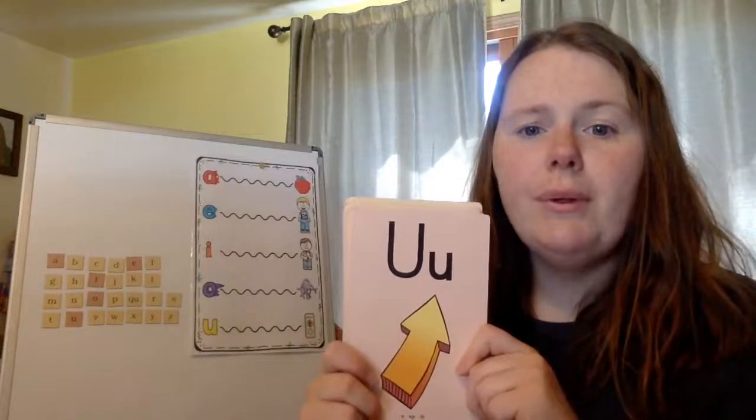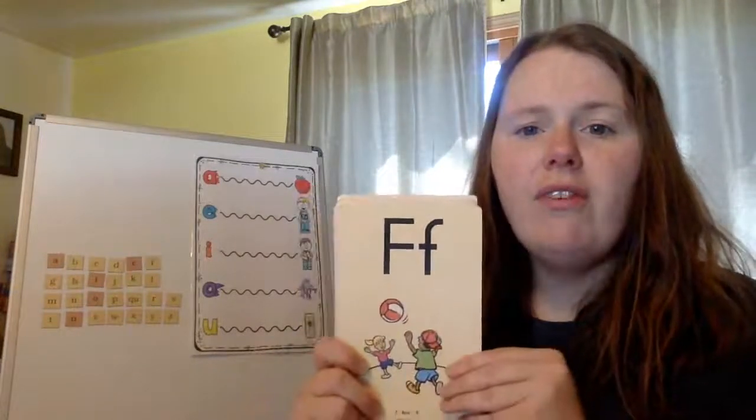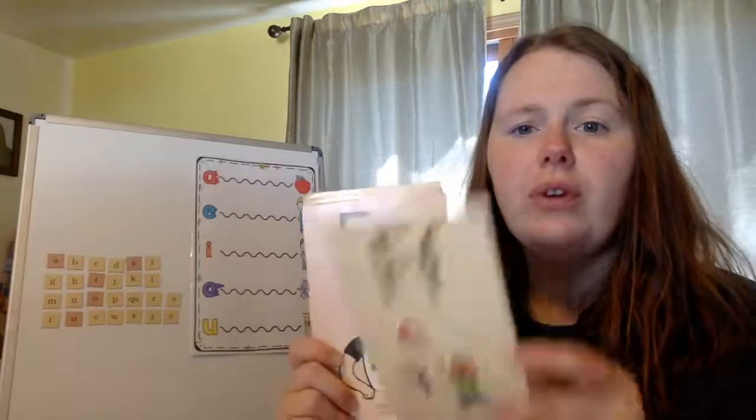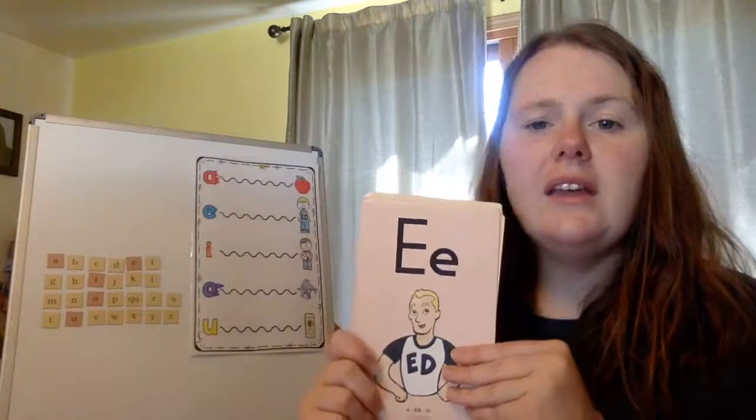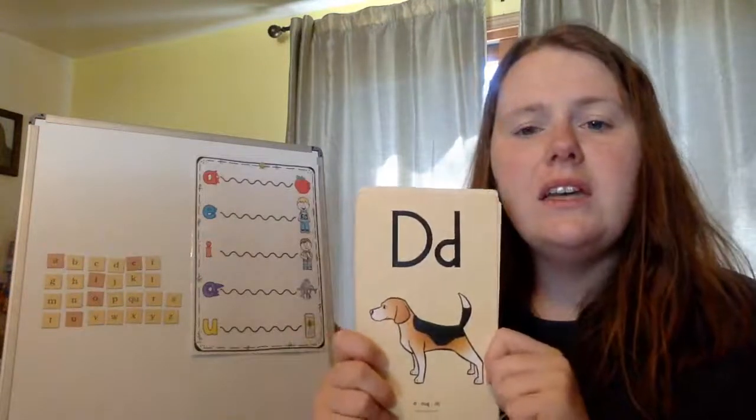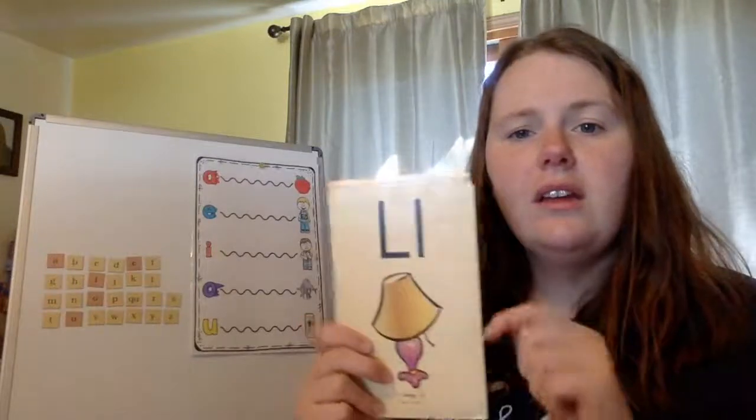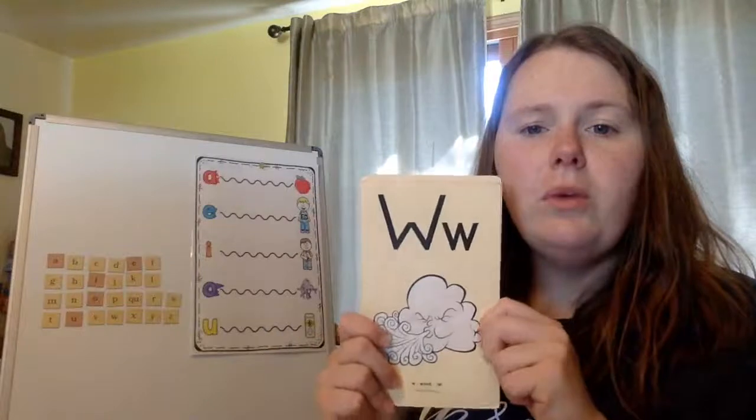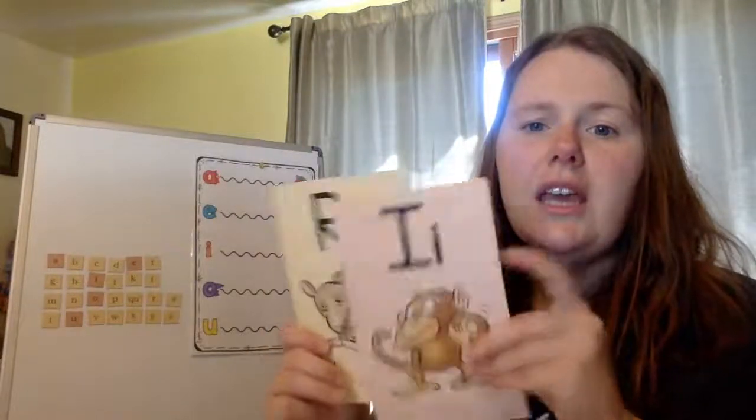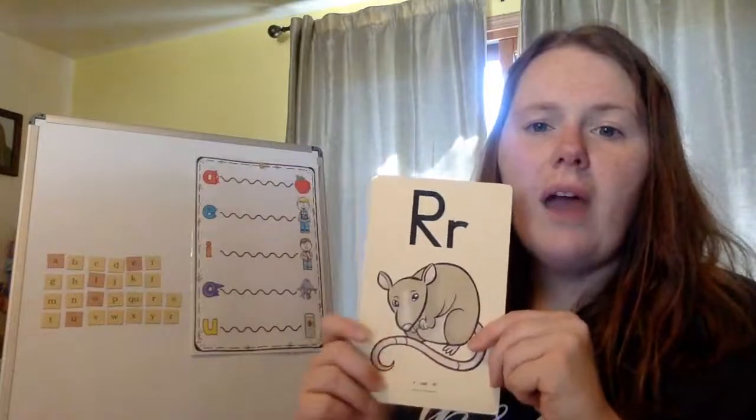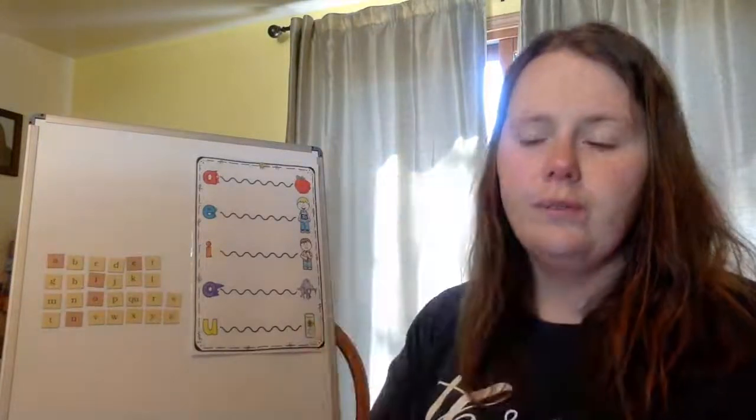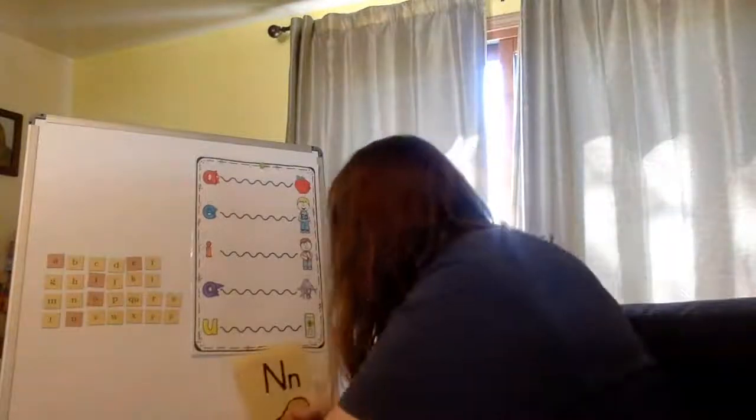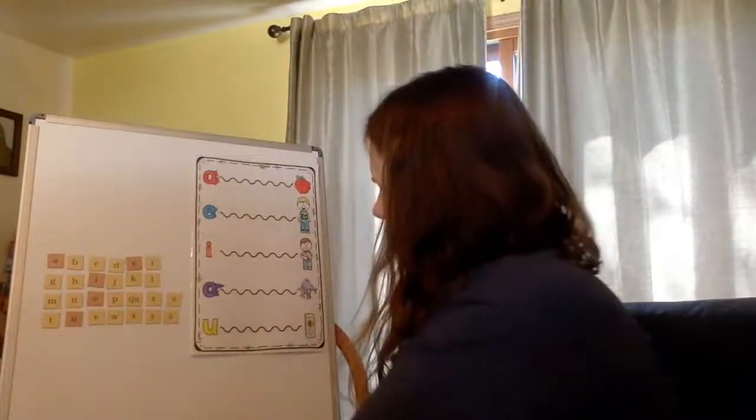U, up, f. F, fun, f. E, ed, e. D, dog, d. L, lamp, l. W, wind, w. I, itch, i. R, rat, r. Nice job, guys. Okay, let's do our vowel extension poster.